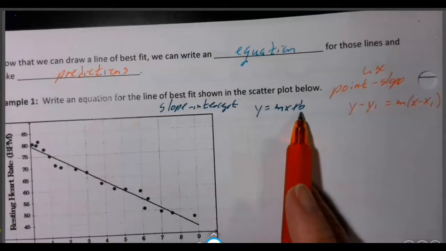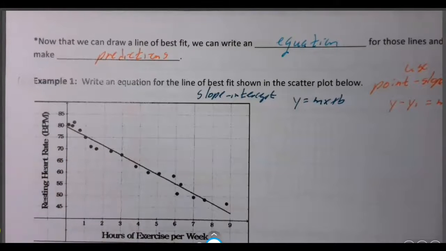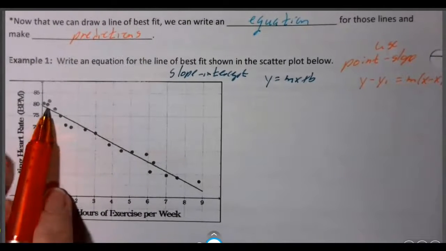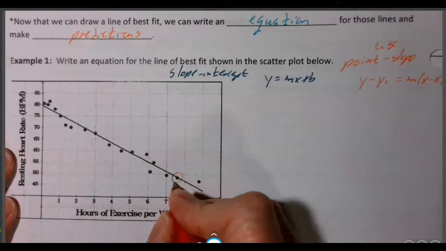Well, wouldn't it be great if we had the y-intercept? But look at this graph. It's probably about 78, but we don't know for sure, so we're not going to use that. We're going to use points because points will give us a little more accuracy. So what we do is we look for 2 points. We try to find 2 points that are kind of on the line. I'm going to use this one right here.